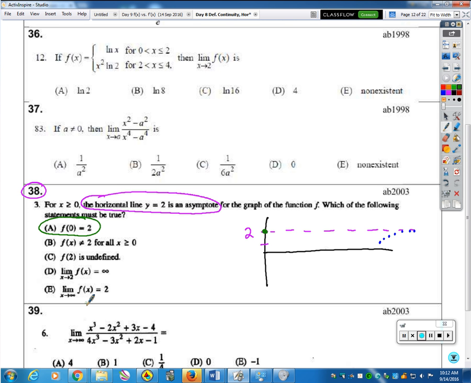If the function has a horizontal asymptote, is there any requirement that there be a point on the function right here? No, it has nothing to do with the horizontal asymptote. There could be a point here, there might not be a point there. It simply has nothing to do with the horizontal asymptote. Question? Go to the next one.